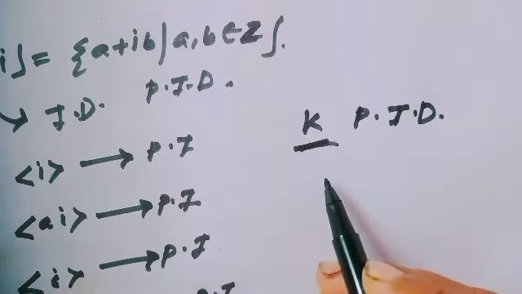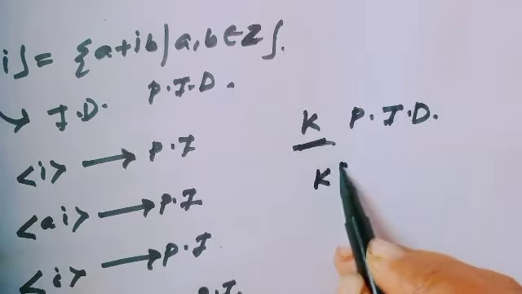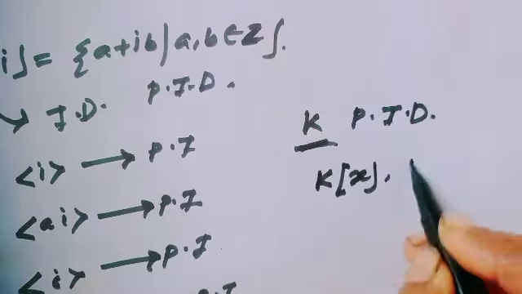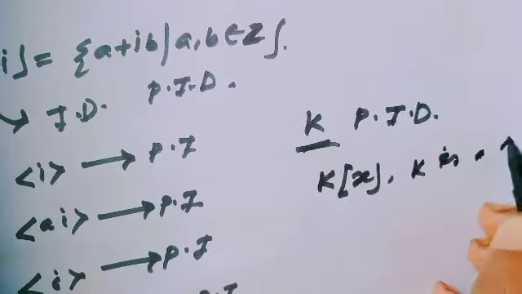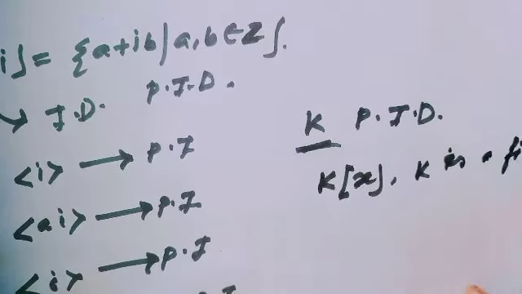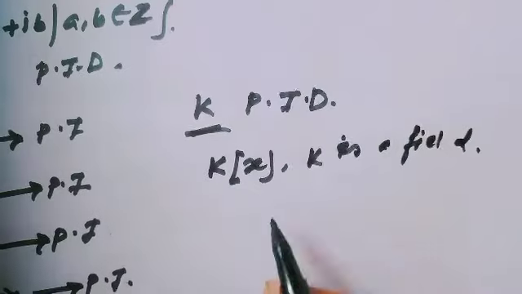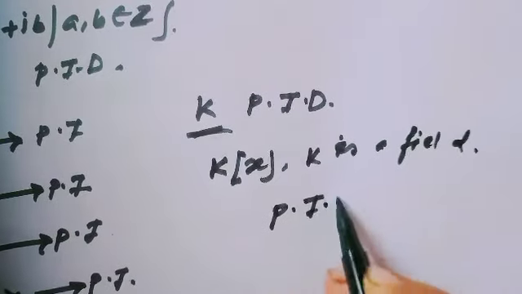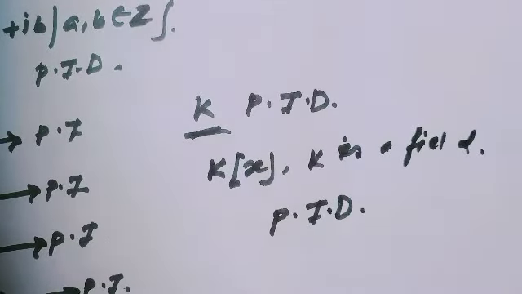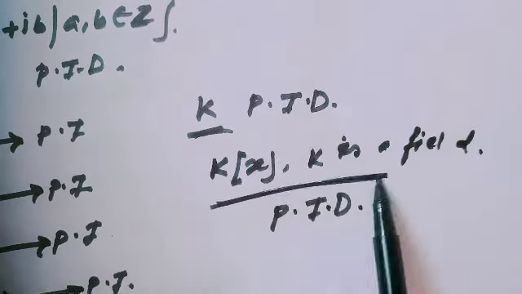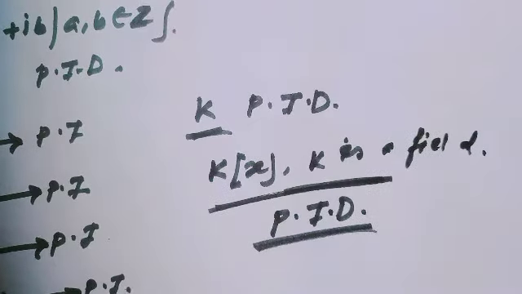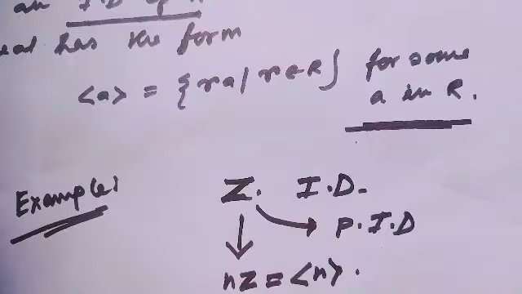Similarly, if we consider the polynomial ring K[x], where K is a field, this is also an example of a P.I.D. Okay? And this proof is a very easy proof. Try it yourself. I hope all my viewers have clearly understood what a principal ideal domain is. Now I will see some examples which are not P.I.D.